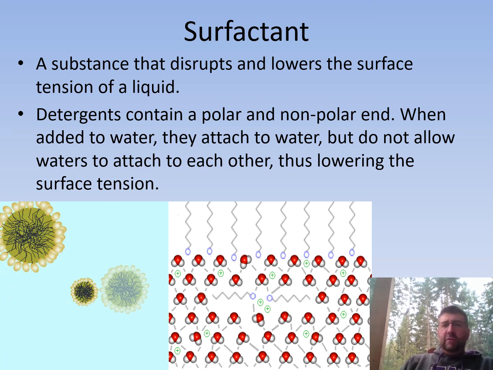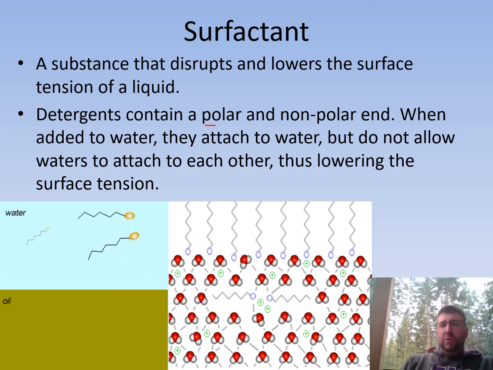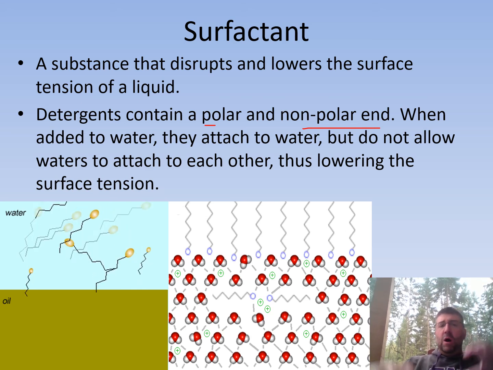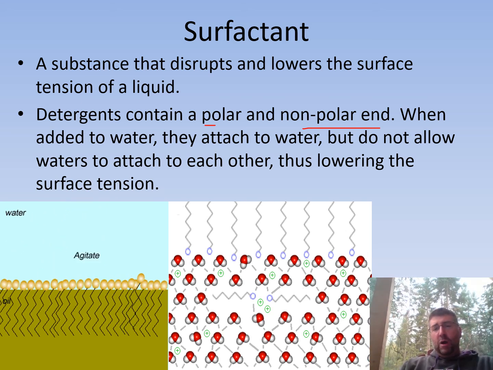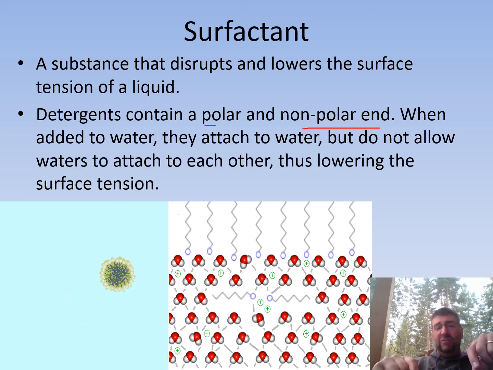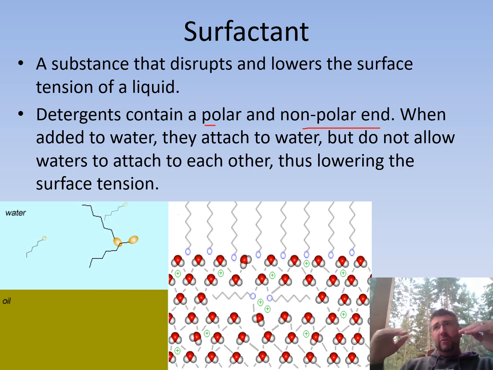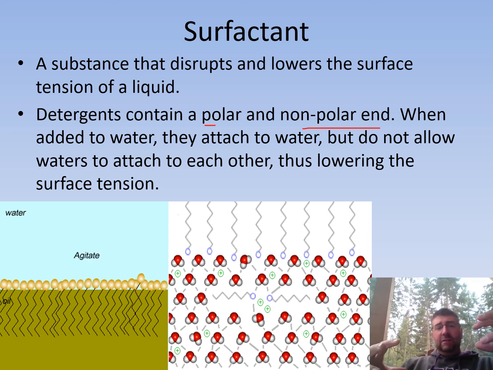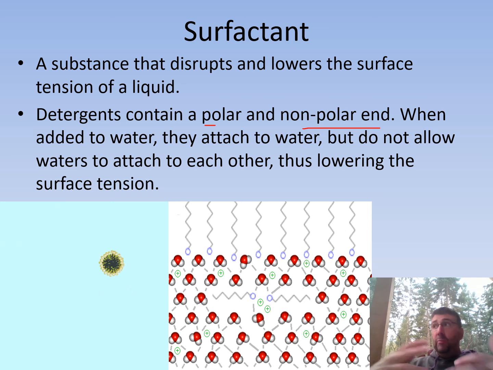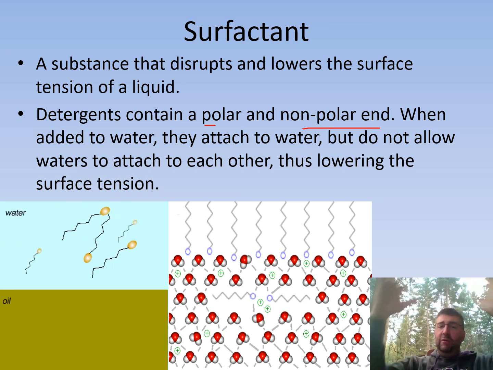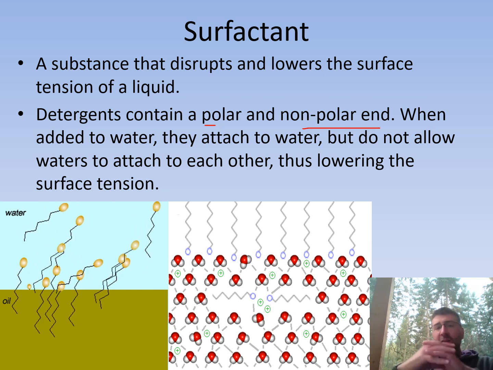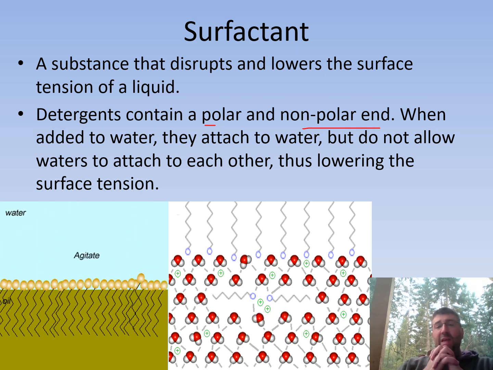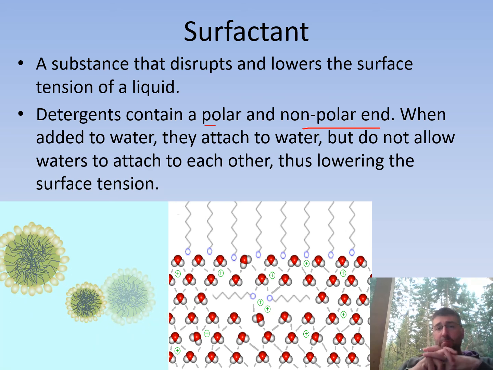So detergents, like soap, contain a polar and a nonpolar end. When you add them to water, they have a tendency to attach to water molecules, but they start interfering with the ability of water molecules to attach to themselves. So they lower the surface tension of the water and they break that surface tension. Then the surfactants start to interact with oil molecules or other nonpolar molecules and start lining up those tails all around it, trapping them as tiny little bubbles or droplets that can be washed away more easily.